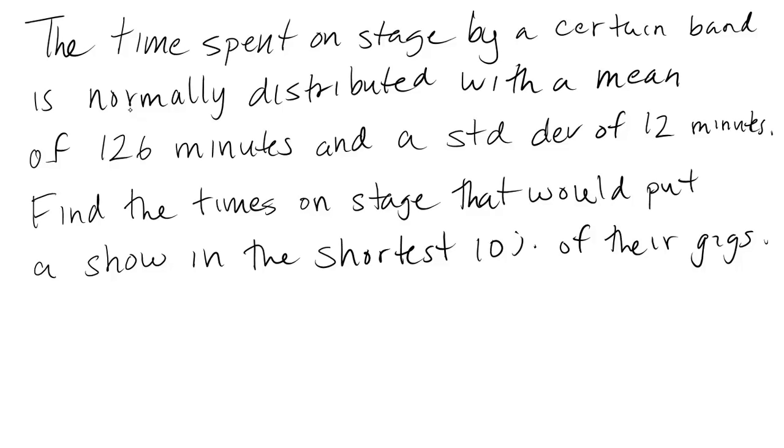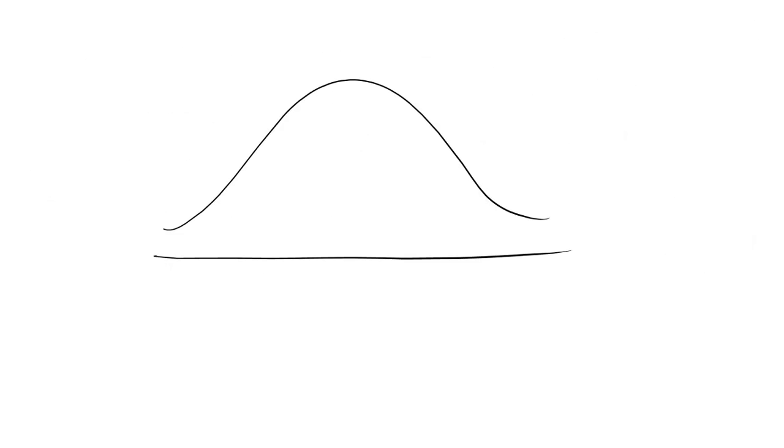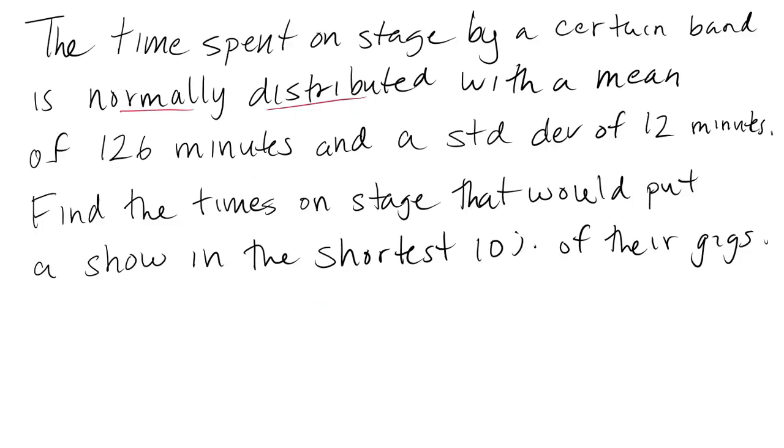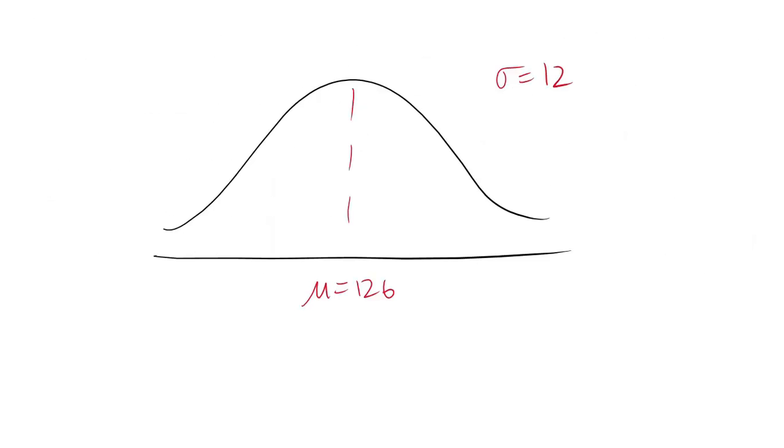We're told that this variable is normally distributed. We know the mean and the standard deviation, so we can draw a picture. The mean is 126, standard deviation is 12. And let's go back to the problem. We want to find the time that would be in the shortest 10% of their gigs. So if the show is shorter than average, then that bound is going to be to the left of the mean. And this is one of the reasons I wanted to do one more example. I hadn't demonstrated one where the value of the variable is on the left of the mean, but it certainly could be. So the x value we want is somewhere over here.